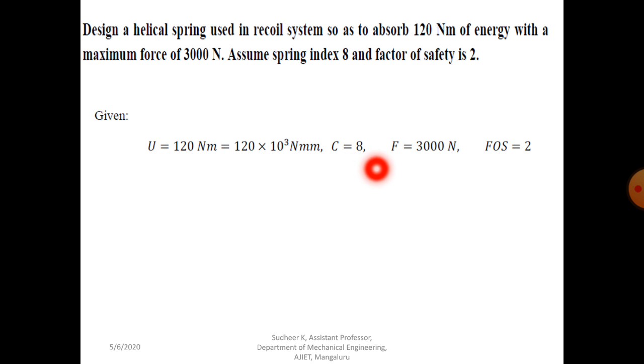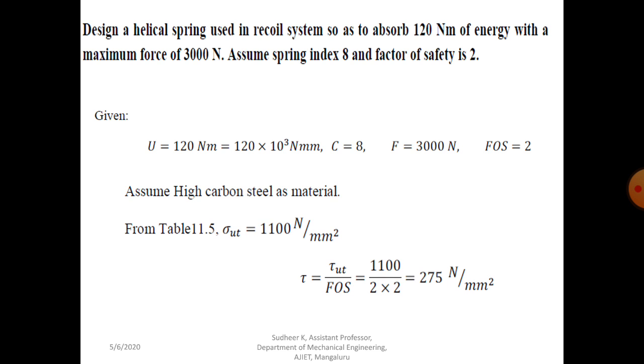Now C, that is spring index, is the ratio of mean diameter to diameter of the wire. Then maximum force is given, that is 3000 Newton, and factor of safety for the design purpose is given as 2. Now how to proceed? We have to assume material, because they have not given any material. If material is not given, then always go for high carbon steel as a material.